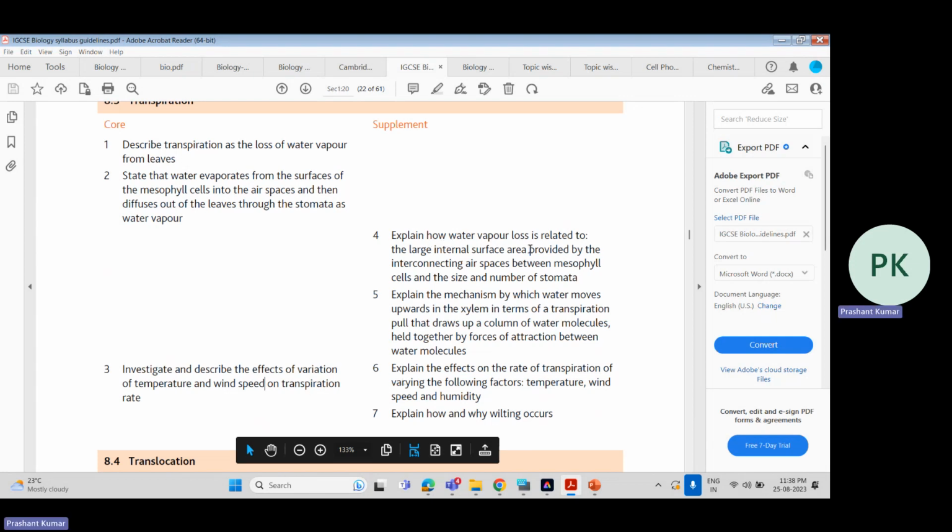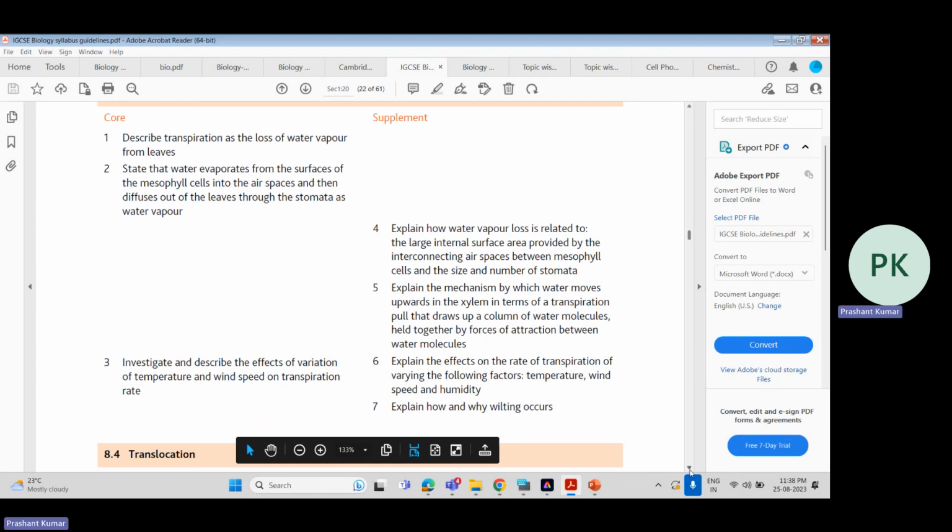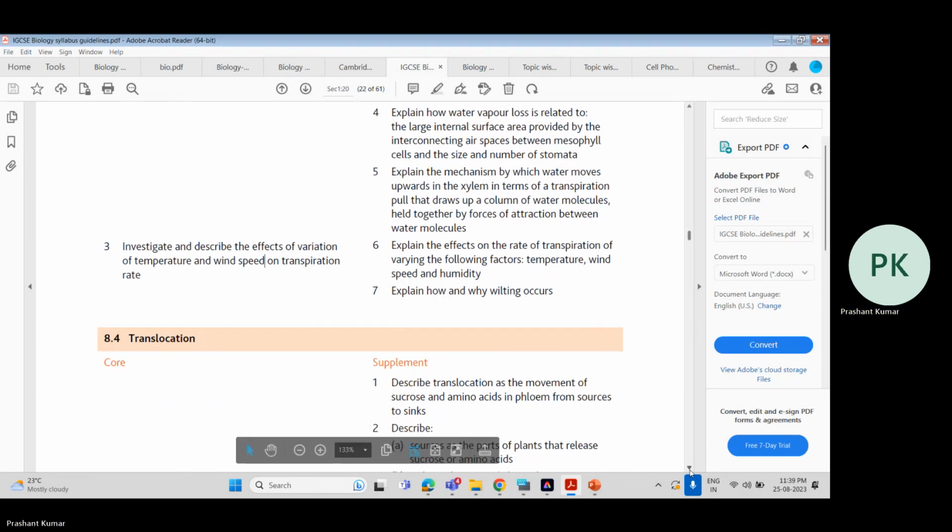Then we have to explain how water vapor loss is related to the internal surface area. Then explain the mechanism by which water moves upward in terms of transpiration pull, and explain the effect on the rate of transpiration, limited to temperature, wind speed, and humidity. And explain how and why plants wilt.